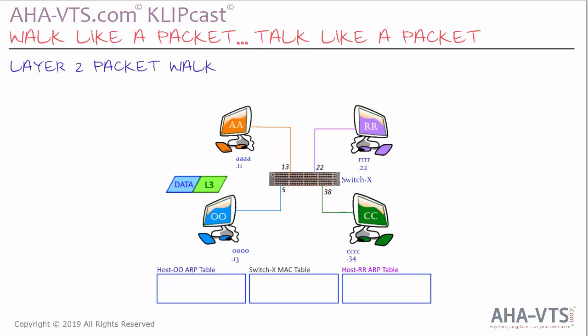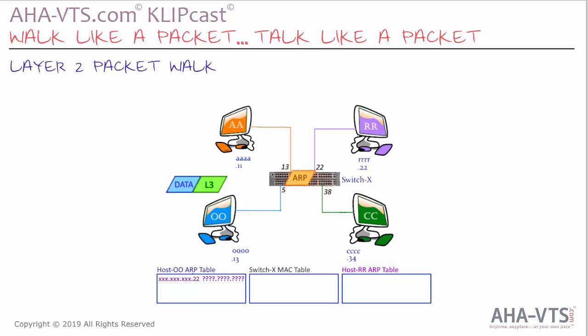Host 00 then proceeds to check its ARP table and finds out that it doesn't have an entry for host RR. And since the MAC address of host RR is needed to construct the layer 2 header, host 00 sends an ARP request to find the MAC address for the IP address of .22. Host 00 sends the request to switch X.